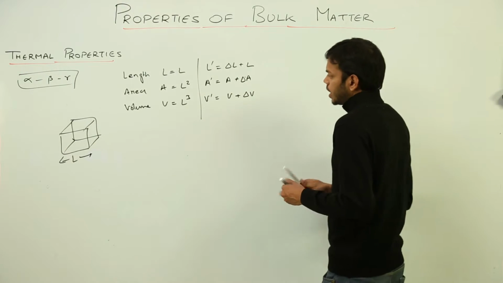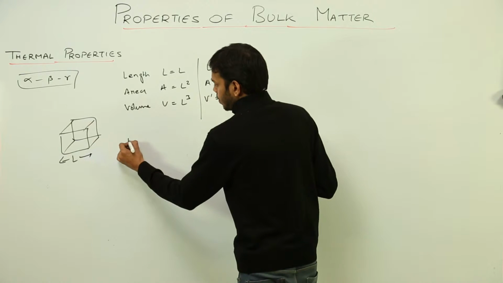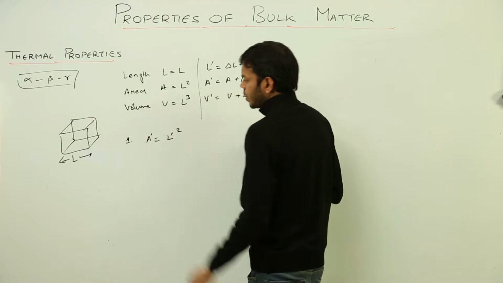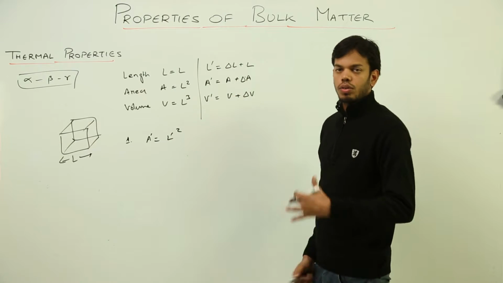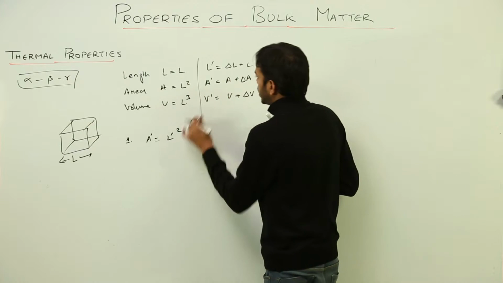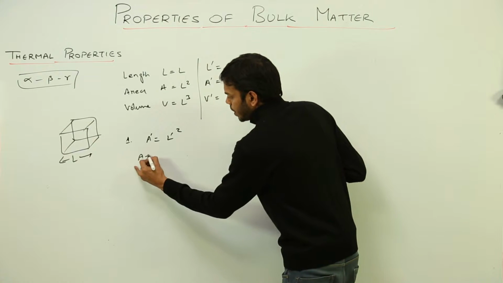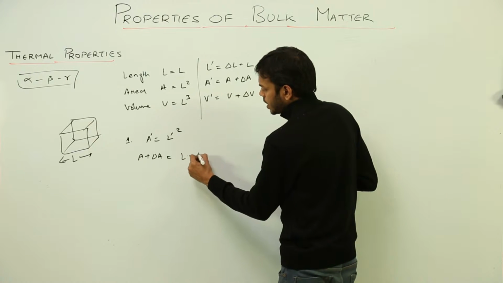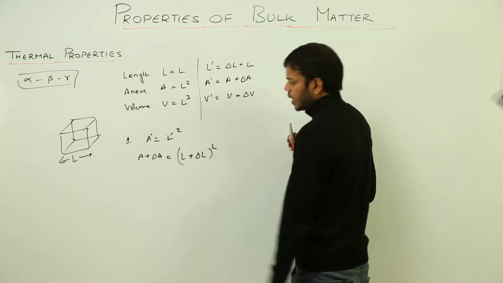and area dash. What is the new area dash? That is L dash square. Original area was L square, so A dash is the new length square. A dash is what? A plus delta A. L dash is L plus delta L whole square, right?